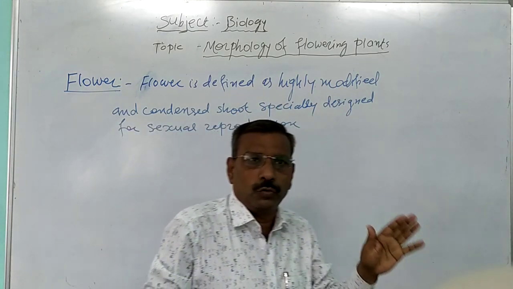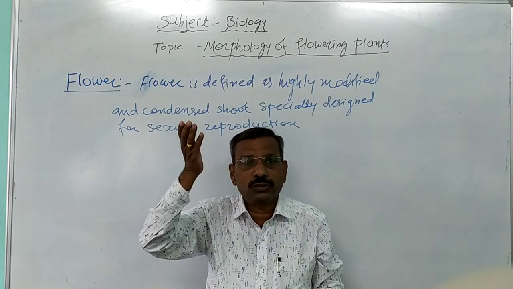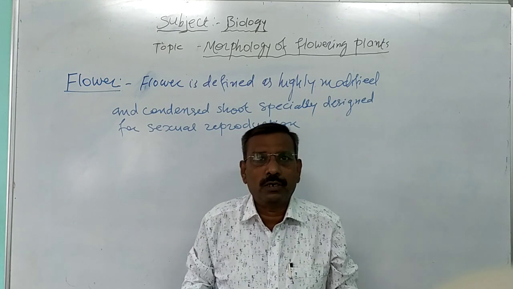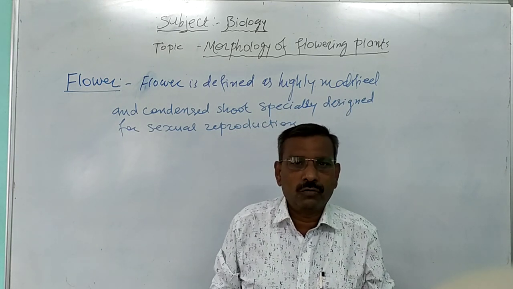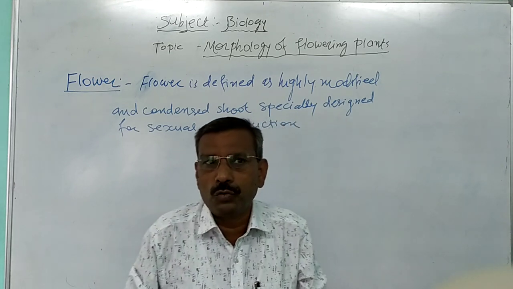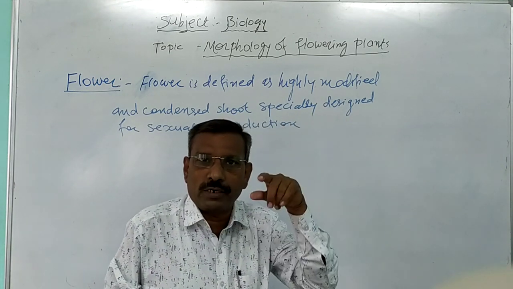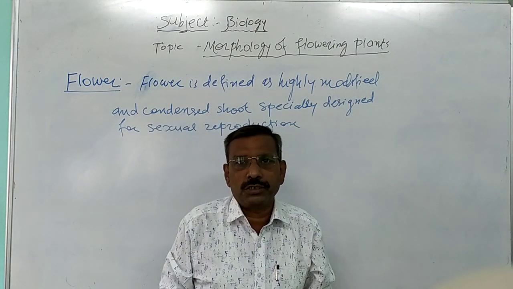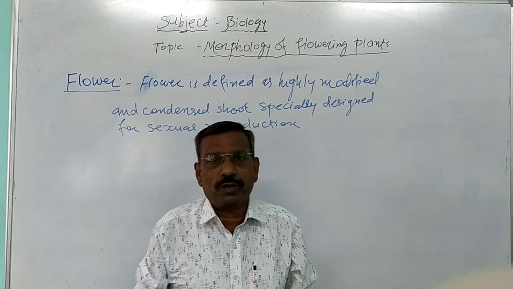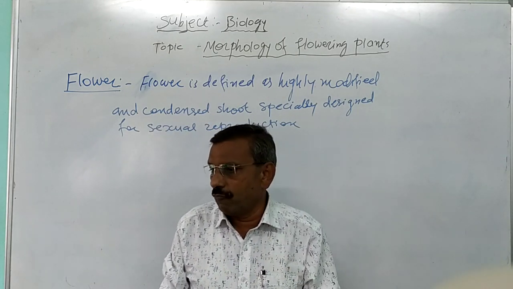All of you know the shoot system, the part of the plant axis which grows above the soil surface, consisting of a stem, branches, leaves, flowers, fruits, etc. That is known as the shoot system. And flower is a part of the shoot system, but it is not a normal shoot. It is a highly modified and condensed shoot system specially designed for sexual reproduction. This is the definition of flower.